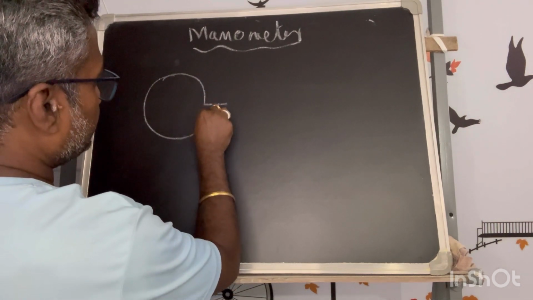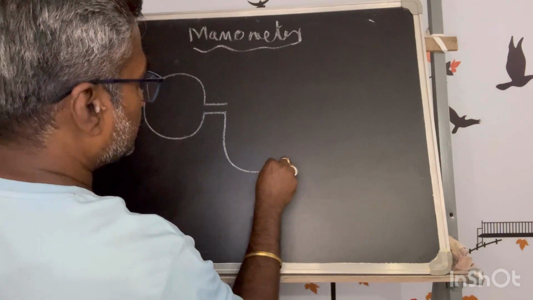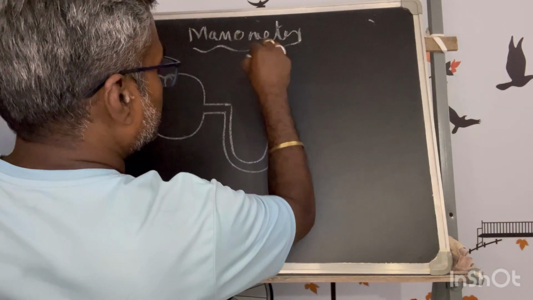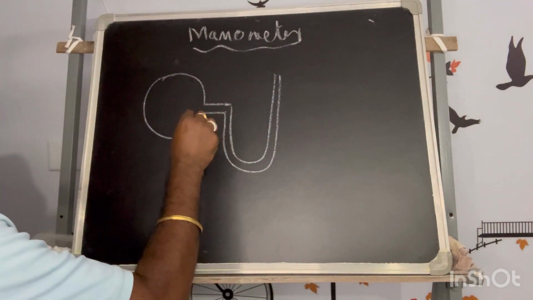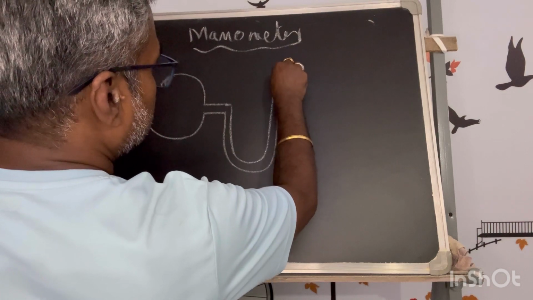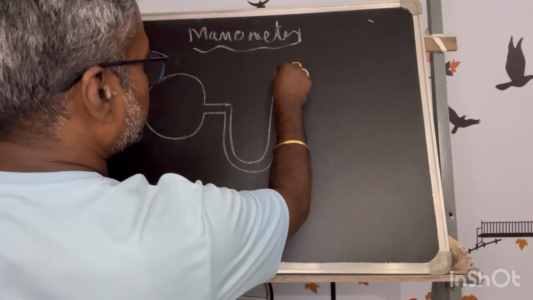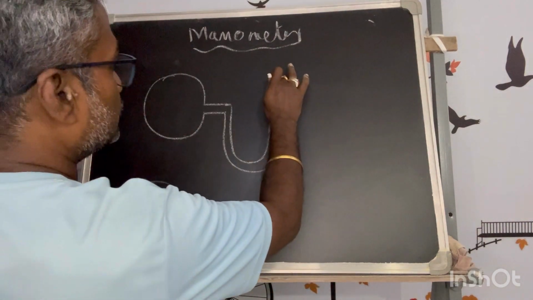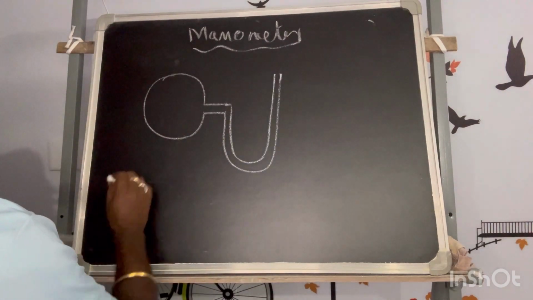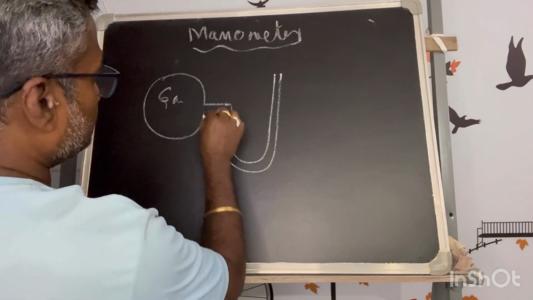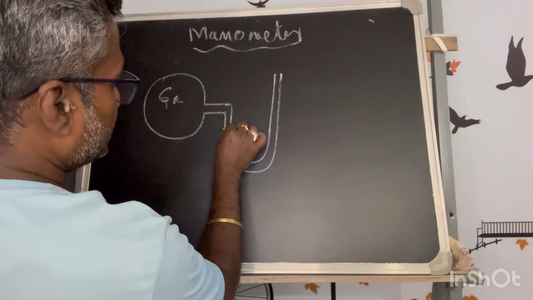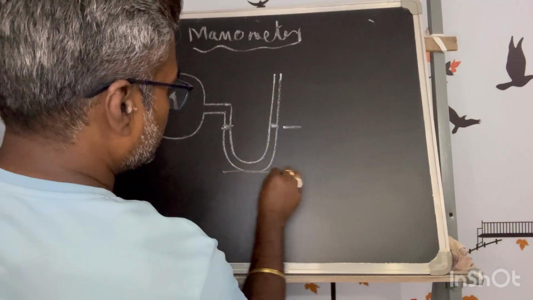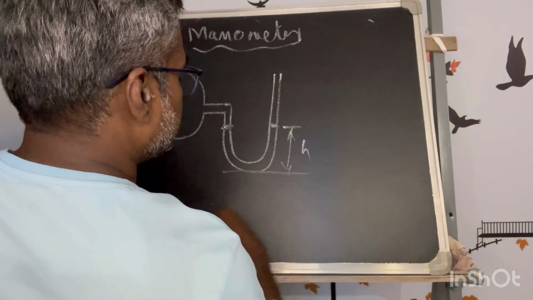The simple arrangement of this is nothing but a vessel which is connected to a U-tube arrangement. This end can be found in two ways: either it is blank or it could be open. Both are possible. What is the difference is that there is gas inside that. Initially this is filled with mercury at the same elevation. Let's say this elevation is H first.